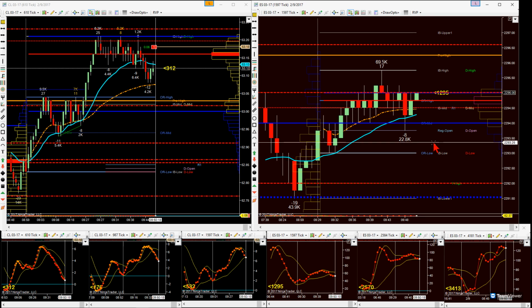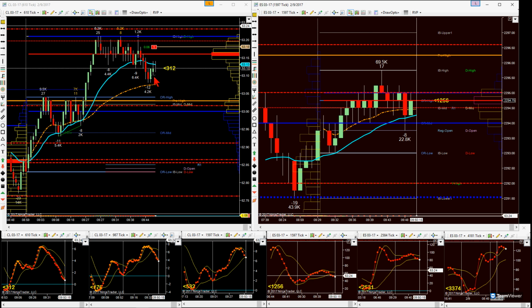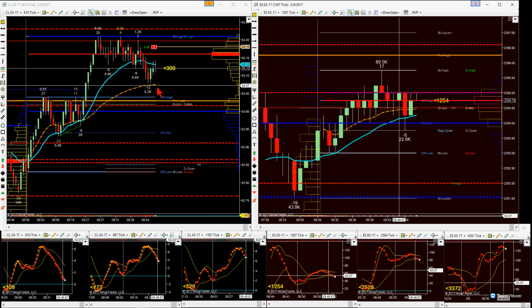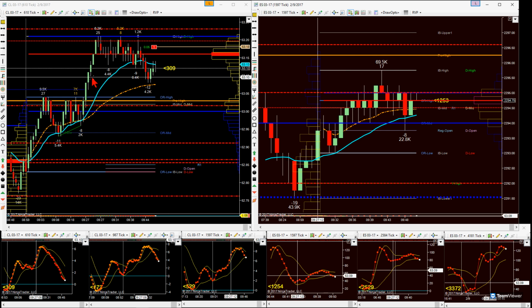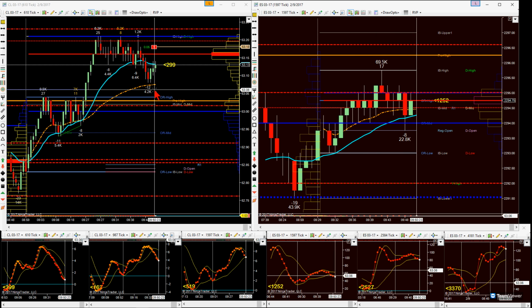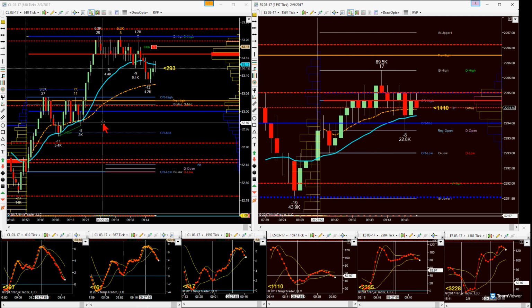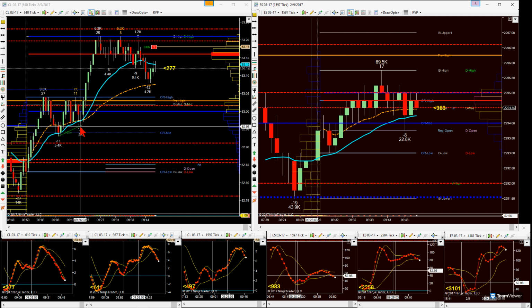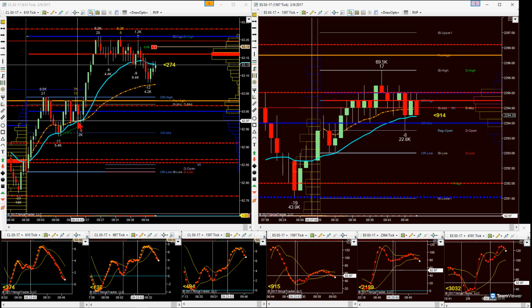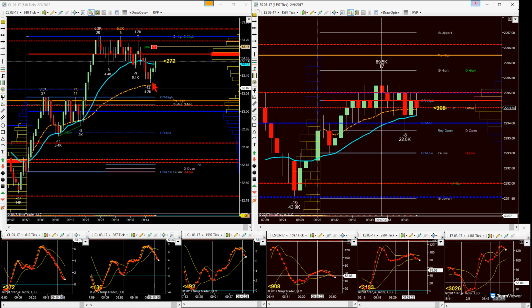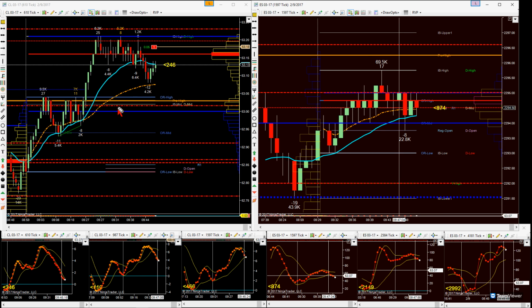So VWAP still holding as support on oil. VWAP has been holding as support. We're below the 21 EMA. Really nice divergence. We do have the hidden divergence here. Again, I'll show you what that means. Higher low, lower low. That tends to be a bullish sign.